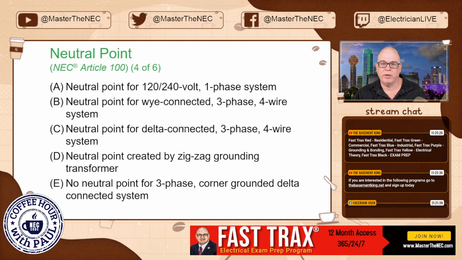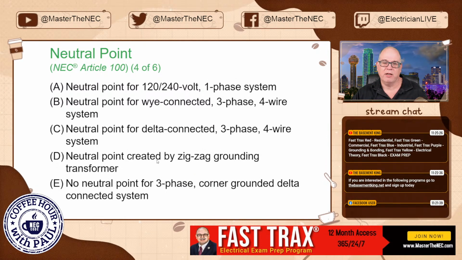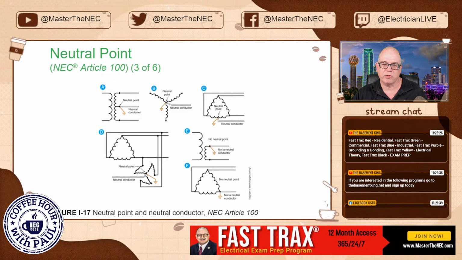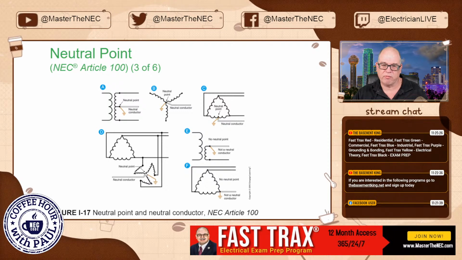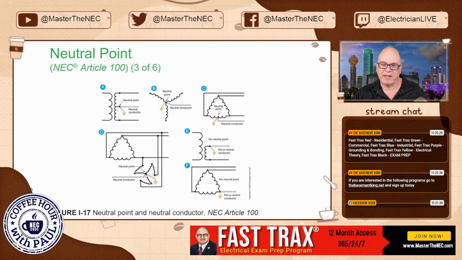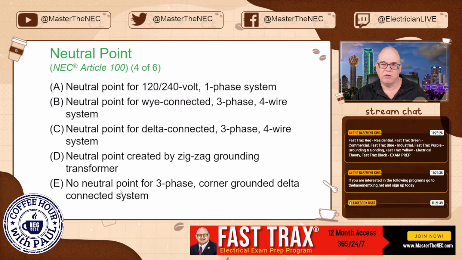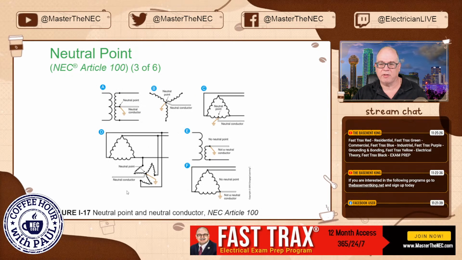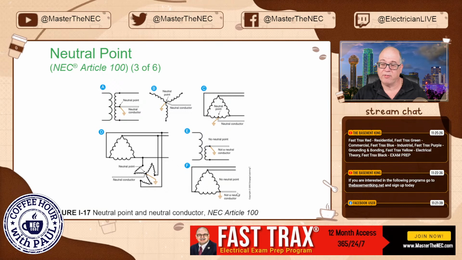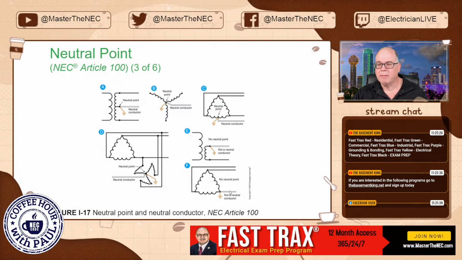So that's a neutral point. D is a neutral point created by a zigzag grounding transformer. Okay, so this is an inserted zigzag to change voltages. That is right there, still a neutral off of this actual zigzag transformer. And then, of course, E is no neutral point because it's a corner grounded delta, so there's no neutral point, right? And this is a grounded conductor because its connection to Earth is through this termination, but it is not a neutral.